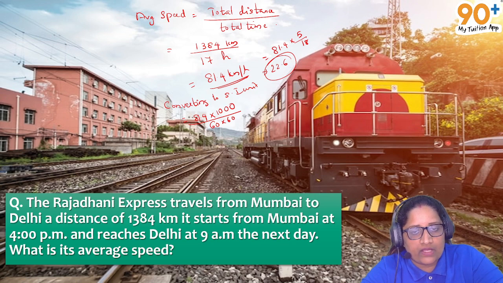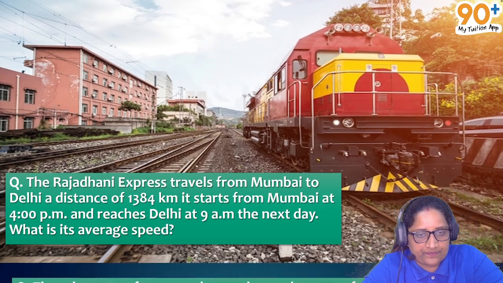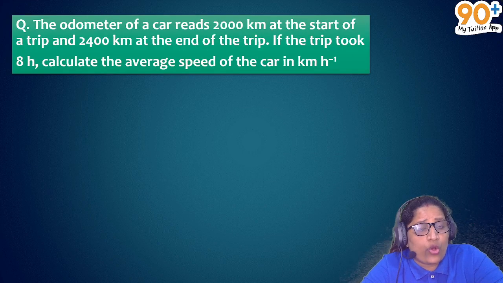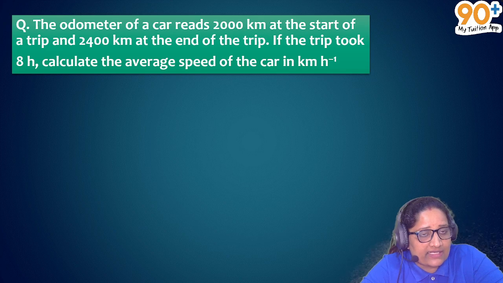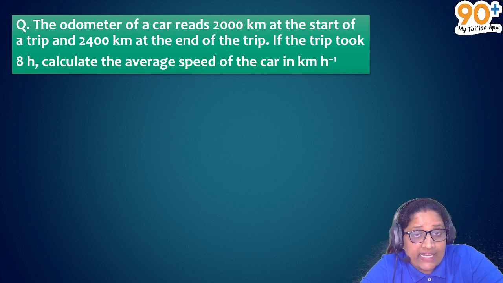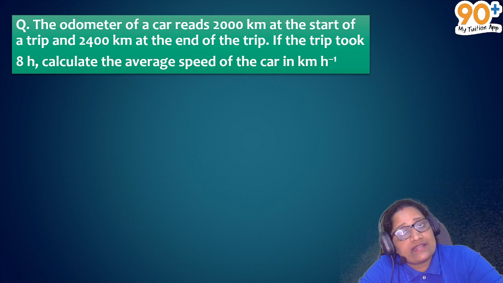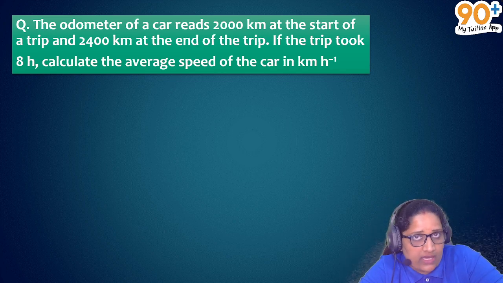Okay, moving on to the next question. The odometer of a car reads 2000 kilometer at the start of a trip and 2400 kilometer at the end of the trip. If the trip took 8 hours, calculate the average speed of the car in kilometer per hour. In this question itself it is given as kilometer per hour, so you don't need to convert it into SI unit.